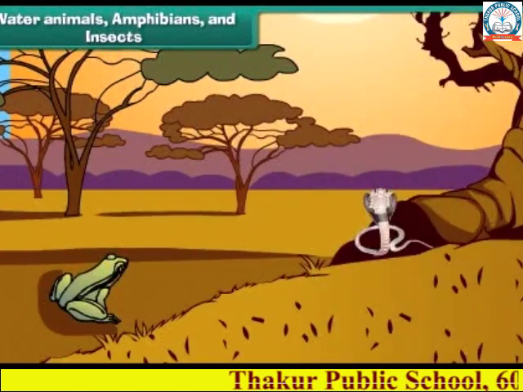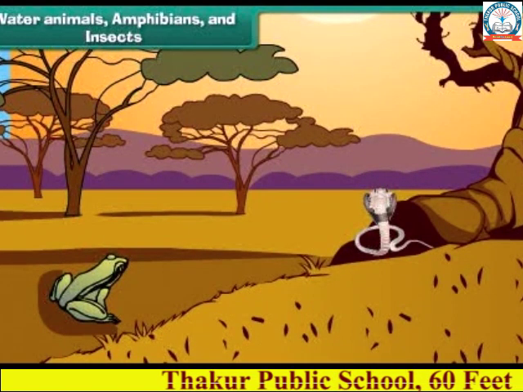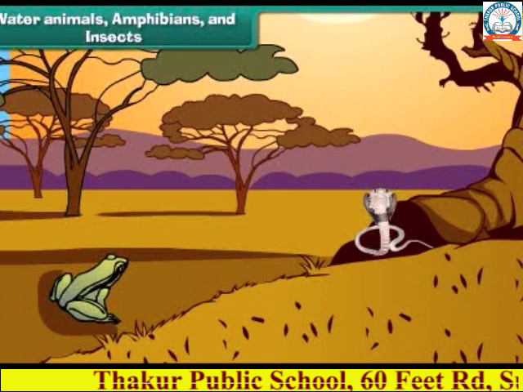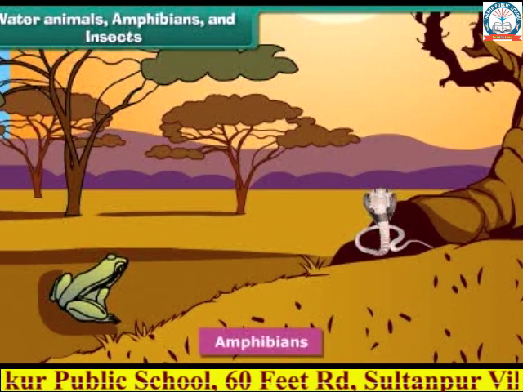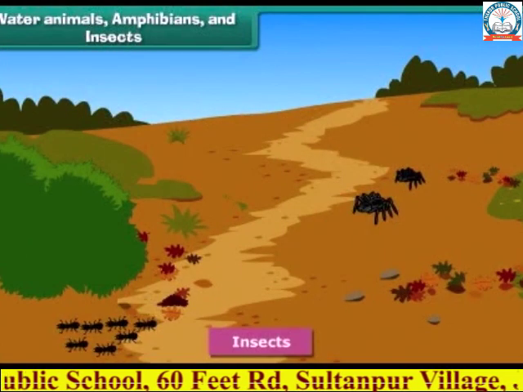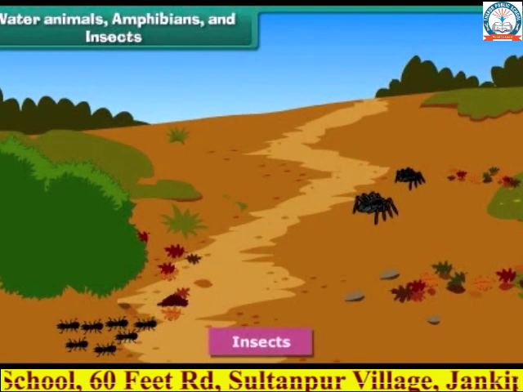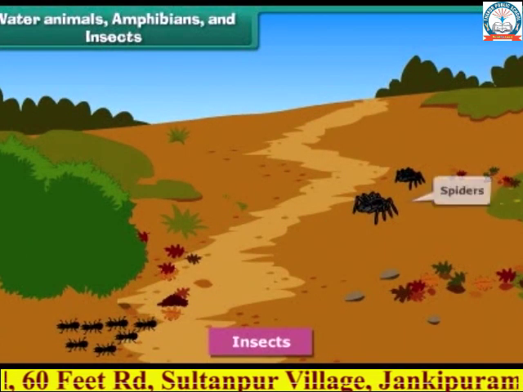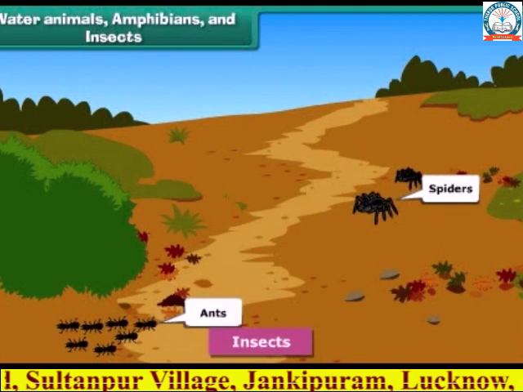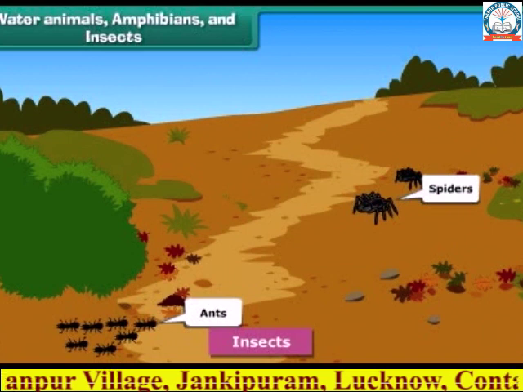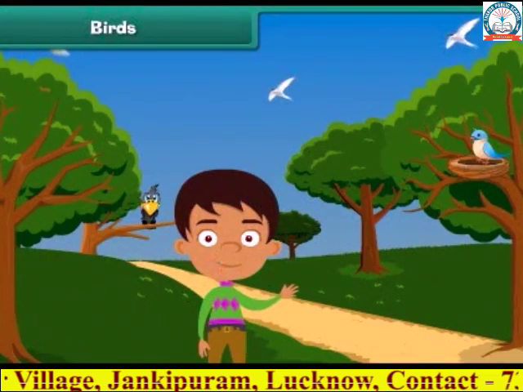There are some animals that can live both on land and in water. These are called as amphibians, for example, frogs and snakes. The insects crawl on ground or other supports, for example, spiders and ants. Some insects can fly also. Now let us learn about birds.